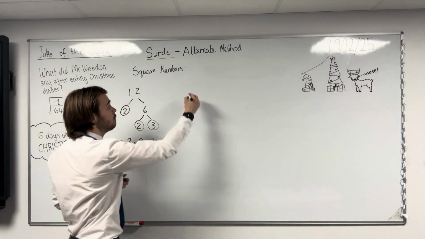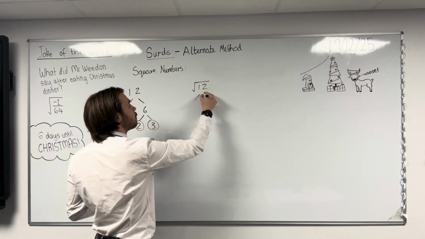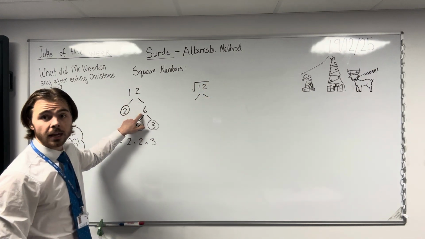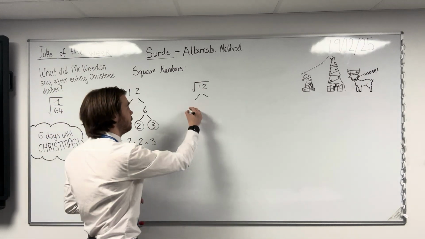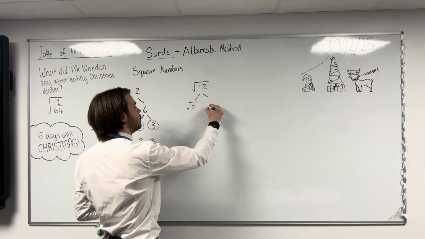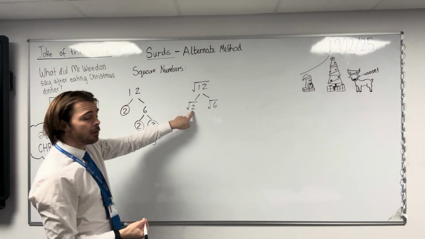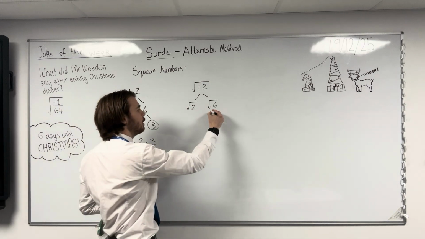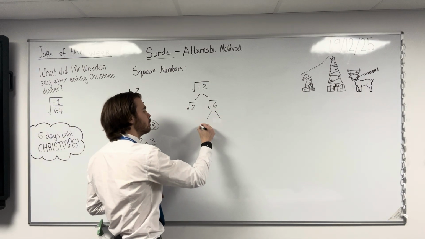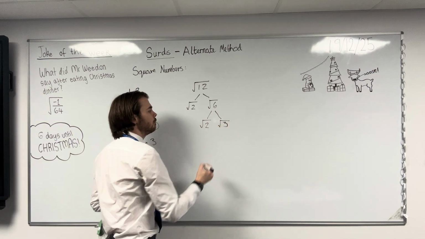So this time, we're going to break down the square root of 12. Now, instead of writing just 2 and 6, we're going to write the square root of 2 and the square root of 6. Then we're going to do the same thing. Here is a prime number within our surd, so that's locked out, that's done. And then we're going to break down 6. So we've got the square root of 2 and the square root of 3.